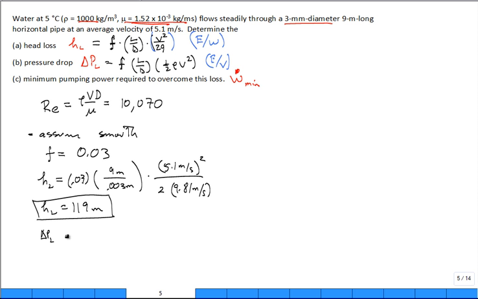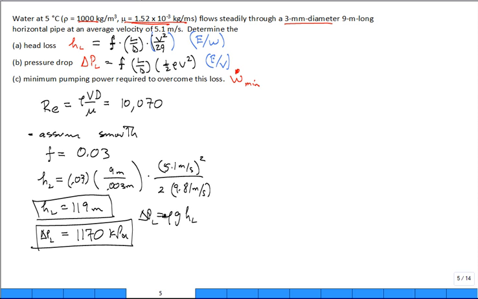You can get that pressure loss. It's 1170 kilopascals. Once you have that, all you had to do was multiply rho g times h_L, and that gives you the pressure loss.